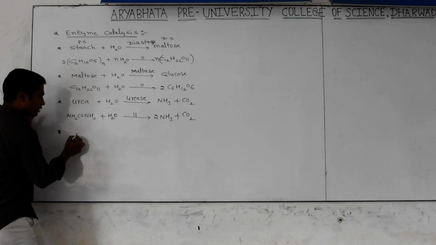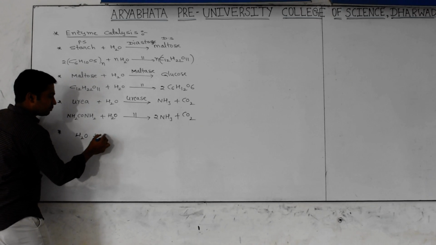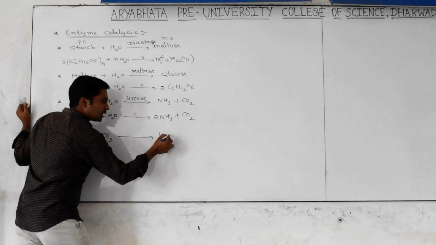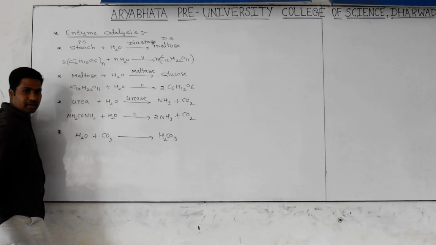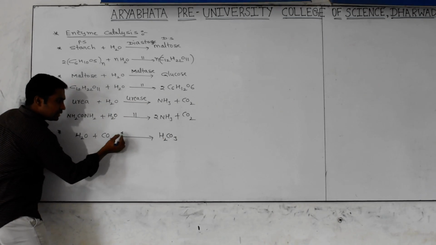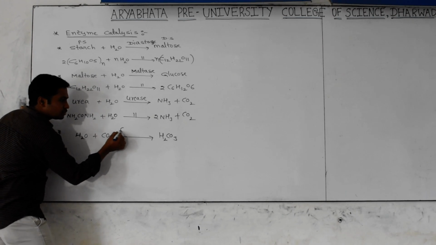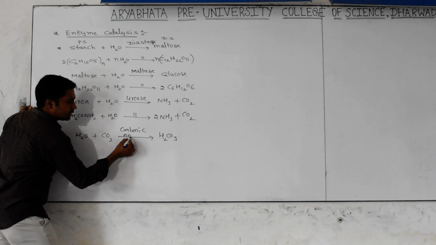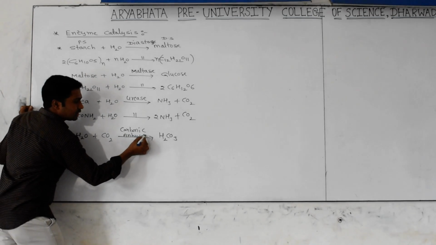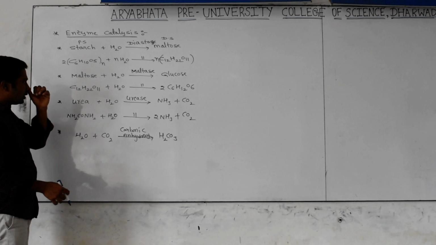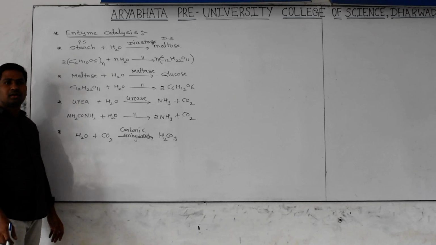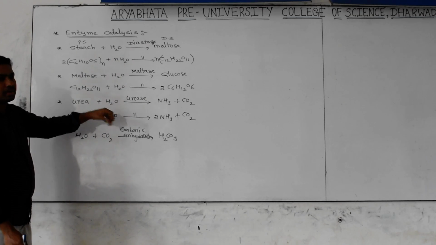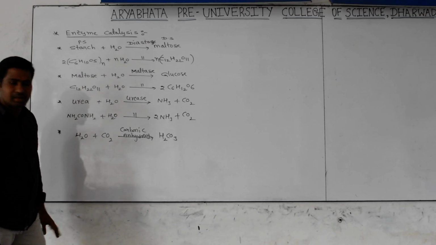Water will combine with carbon dioxide. Then we get one of the weakest acids, carbonic acid. This happens in the presence of carbonic anhydrase, which is one of the enzymes. I told you, like milk converting into curd by the presence of lactobacillus. Be careful how you practice, you will get it. All of you clear? Yes.